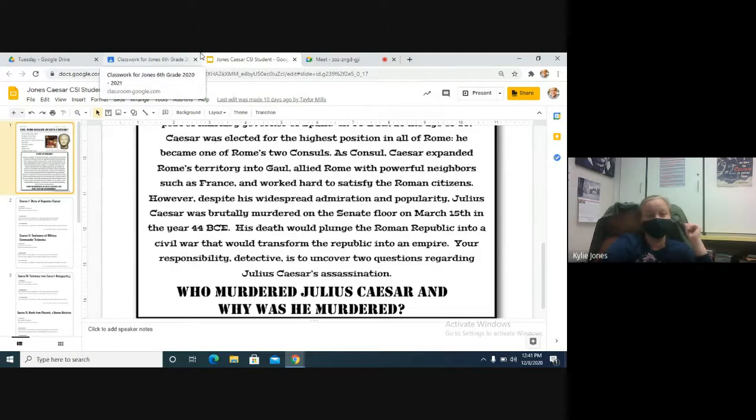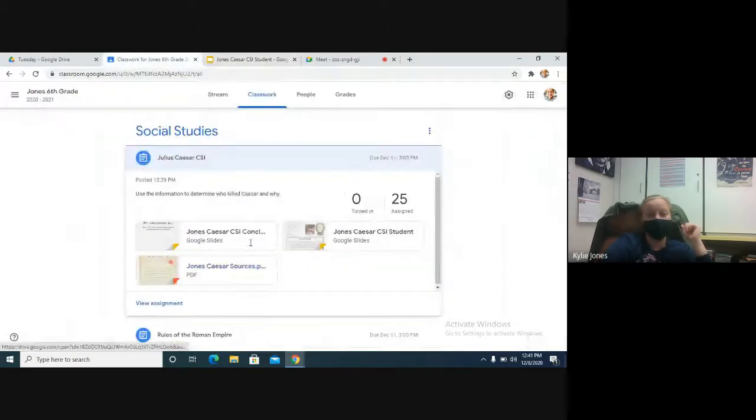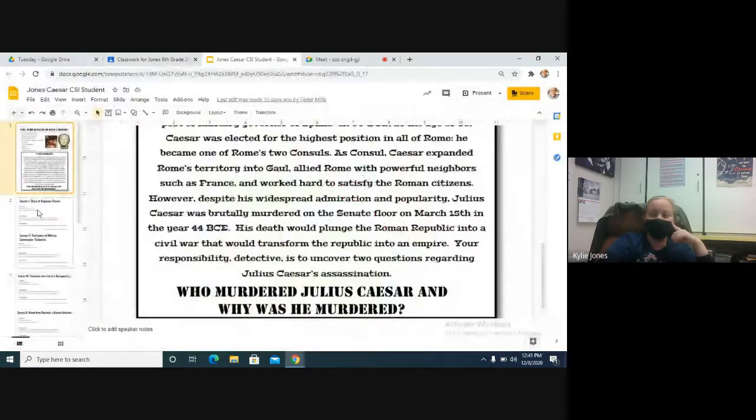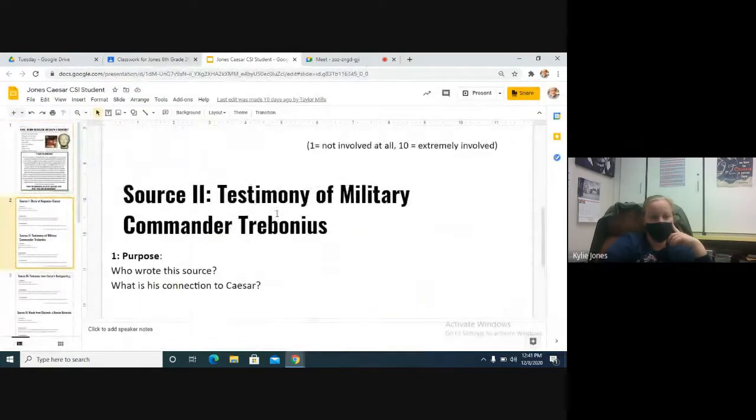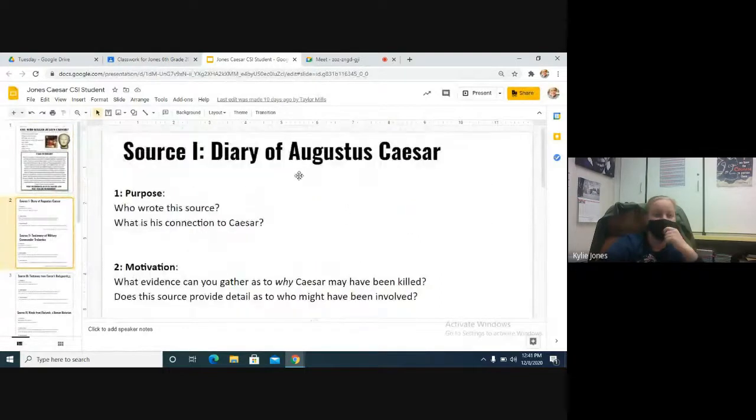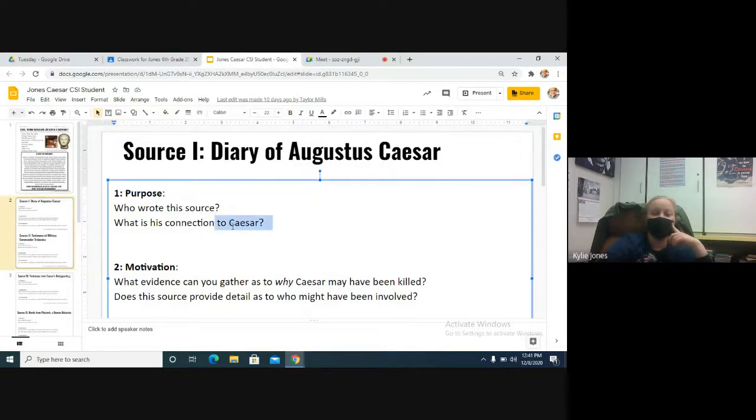No. So, on our sources, on slide number 2 for this, source number 1 is a diary of Augustus Caesar. We don't know who Augustus is just yet, but we need to read through it, and we're going to answer the question of who wrote this. I know who Augustus is. Augustus, yeah? Yeah, the guy on there. Remember the guy? There's a bucket guy. Oh, yeah. He's in the video, yeah.